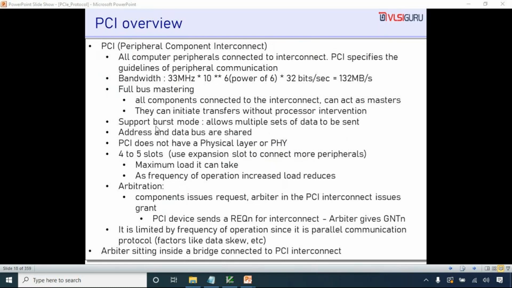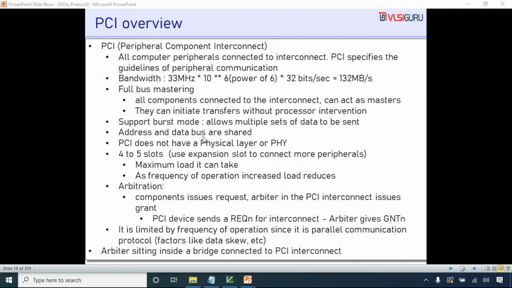And they support burst mode. What does burst transfer mean? The data transfers to continuous locations. You issue one address and you can issue multiple data transfers related to the same address location. And PCI has address and data bus shared.